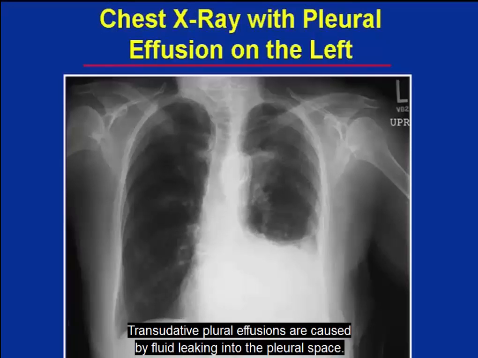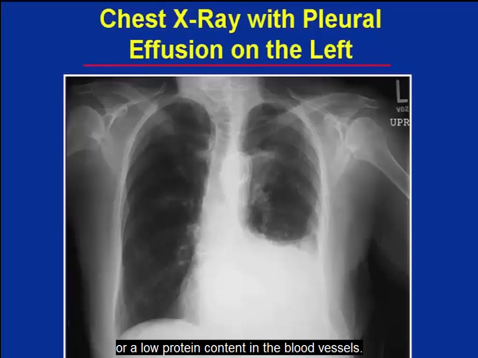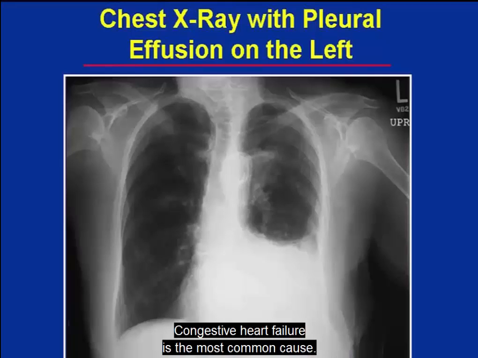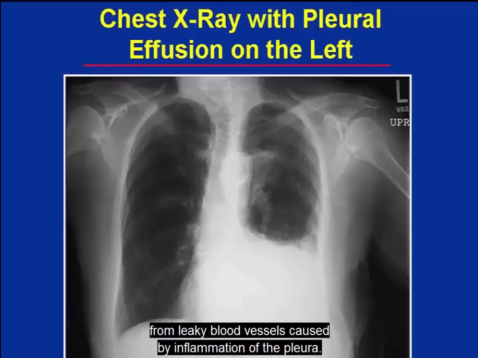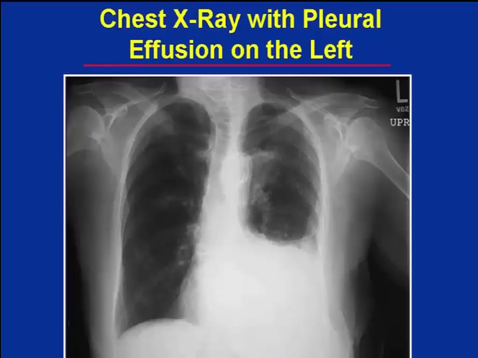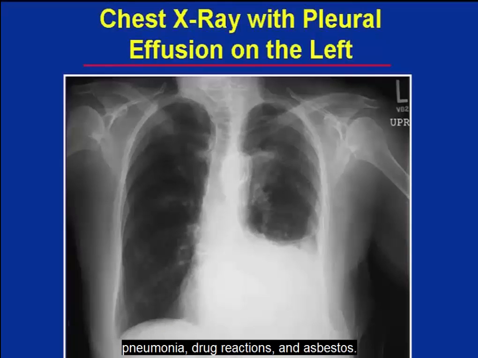Transudative pleural effusions are caused by fluid leaking into the pleural space. This is caused by elevated pressure in the blood vessels or a low protein content in the blood vessels. Congestive heart failure is the most common cause. Exudative effusion usually results from leaky blood vessels caused by inflammation of the pleura. This is often caused by lung cancer, tuberculosis, pneumonia, drug reactions, and asbestos.